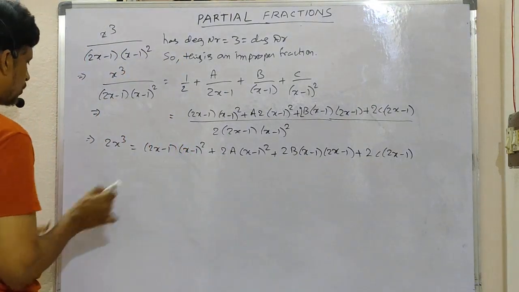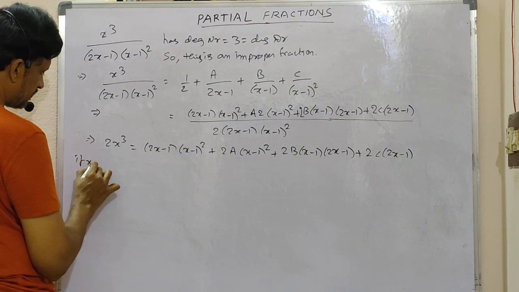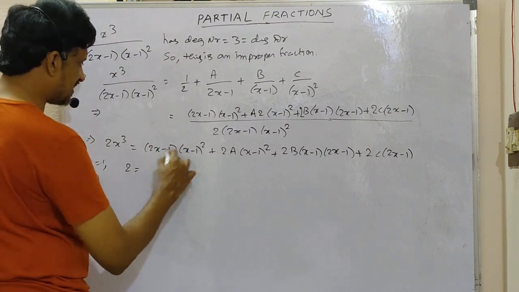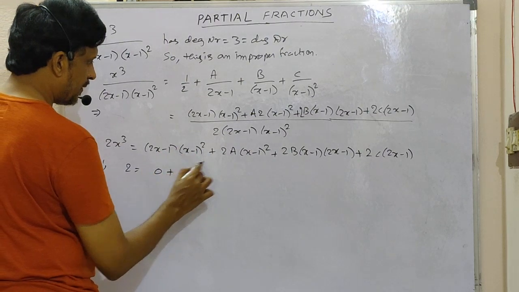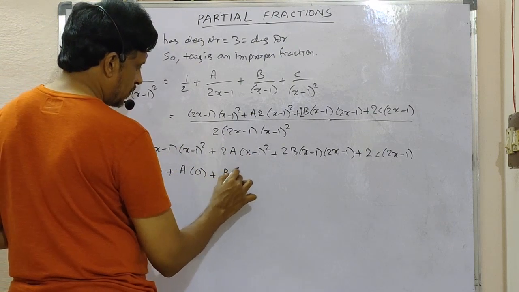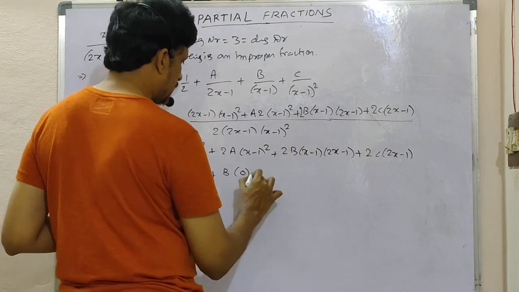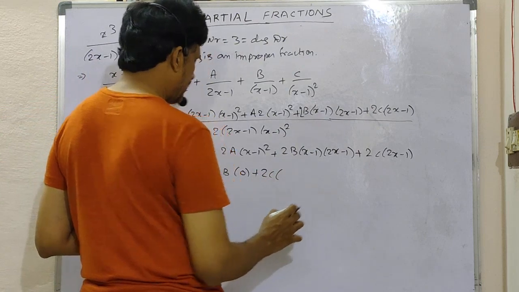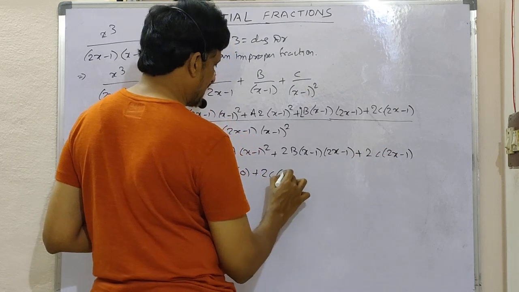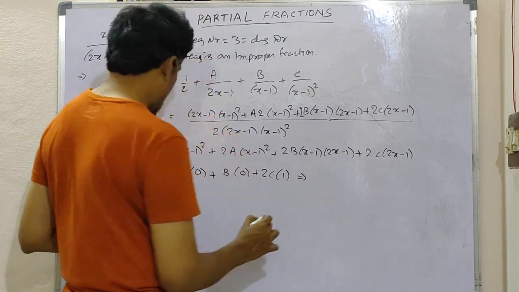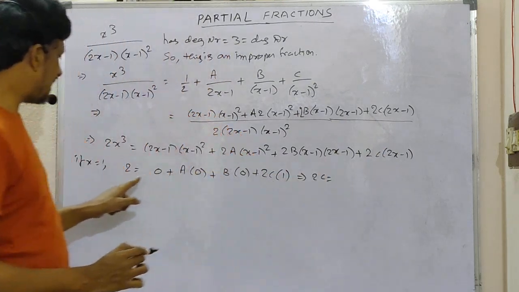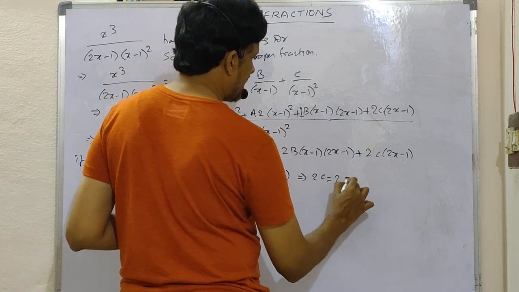So if you put x equal to 1, 2 into 1 cube, 2 is equal to, x equal to 1 means x minus 1 will be 0. So this is 0. Plus 2A into (x minus 1) is there, so that is 0. Plus B into there also you can find x minus 1 is 0. Plus 2 into C into, if you put x is equal to 1 here, this will be 2 into 1, 2 minus 1 will be 1. So in the RHS part you are getting 2C is equal to the LHS which is also 2, gives the value of C, that is 1.